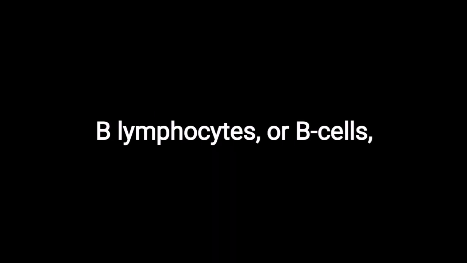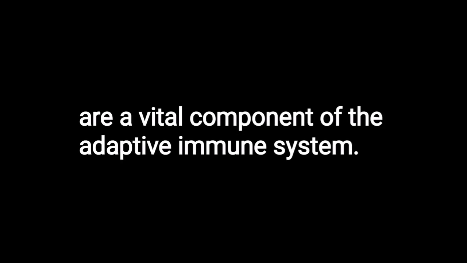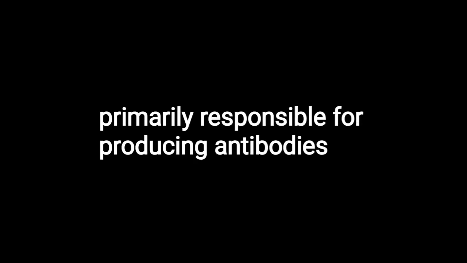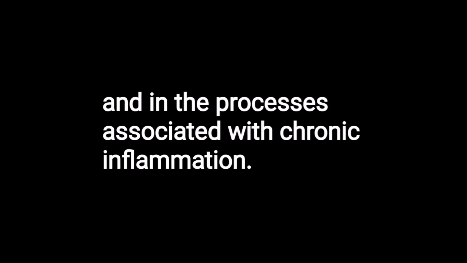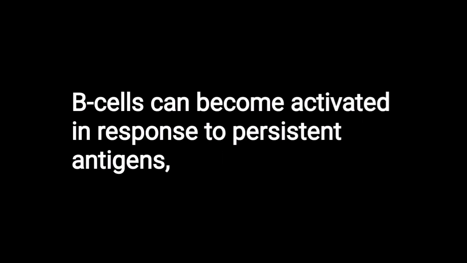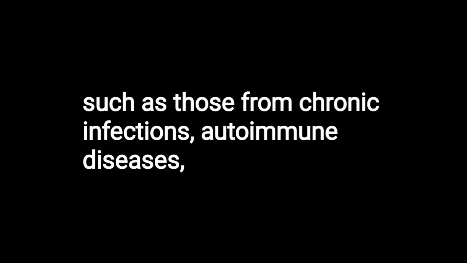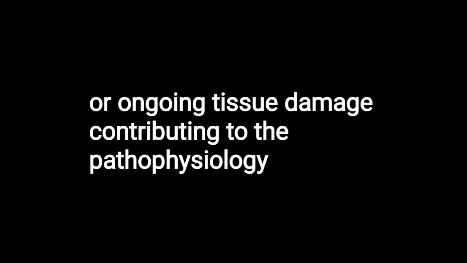B lymphocytes, or B cells, are a vital component of the adaptive immune system, primarily responsible for producing antibodies that help combat infections. They originate and mature in the bone marrow and play a crucial role in both the immune response to pathogens and in the processes associated with chronic inflammation. In chronic inflammatory conditions, B cells can become activated in response to persistent antigens, such as those from chronic infections, autoimmune diseases, or ongoing tissue damage, contributing to the pathophysiology of these conditions.